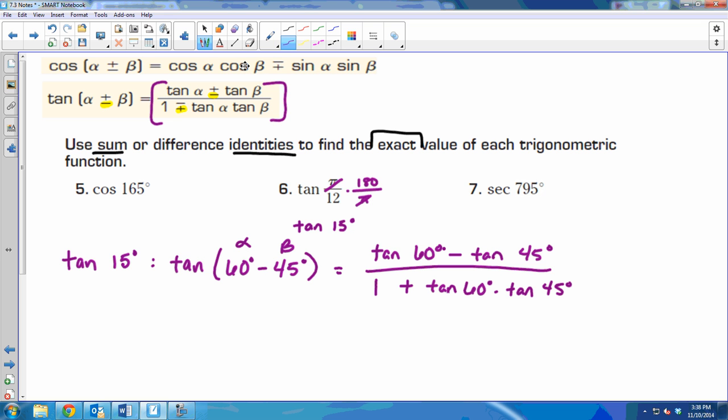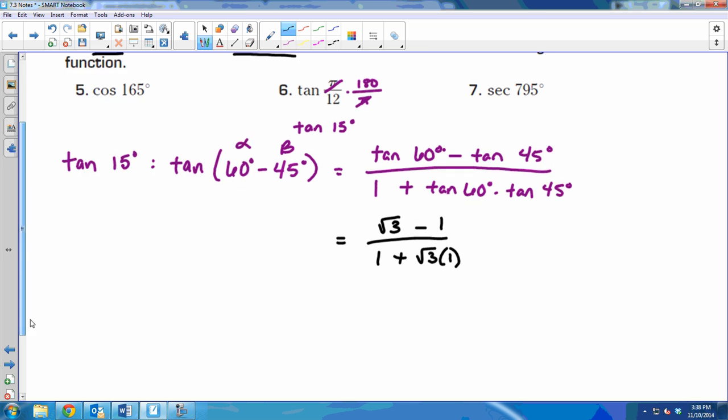So we're going to go back and substitute those values in. Tangent of 60 degrees is the square root of 3. Tangent of 45 is 1. And then in the denominator, we have the square root of 3 times 1. We all know that the square root of 3 times 1 is just the square root of 3, so I'm going to go ahead and erase that because it's so simplified.